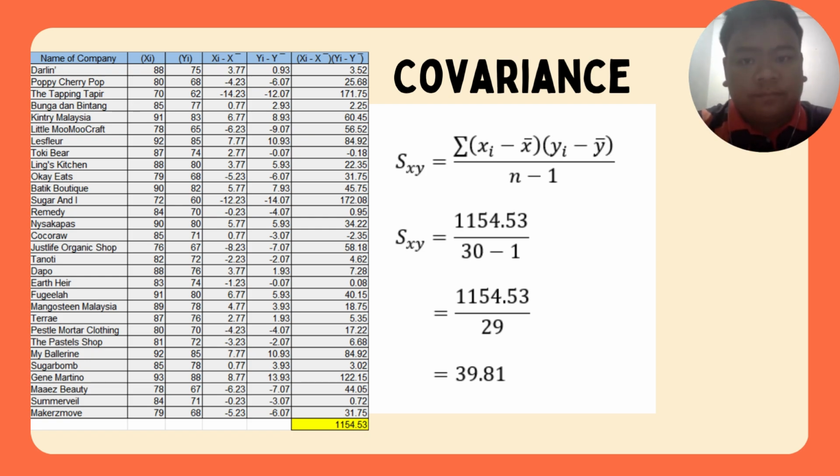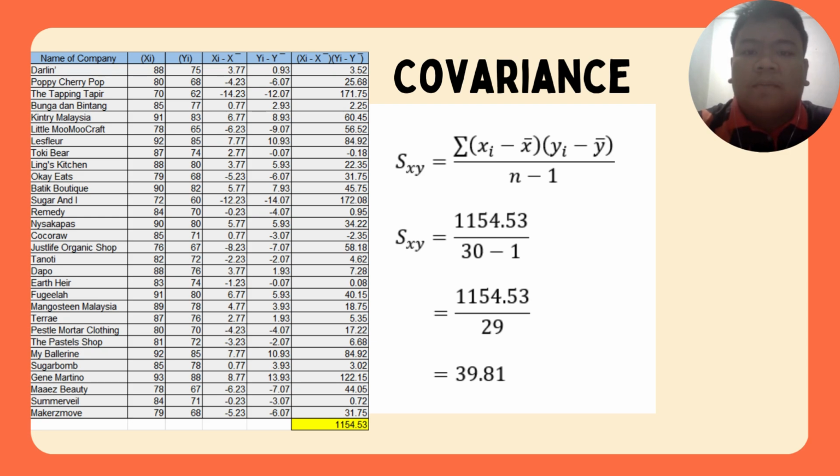Same for the customer retention rate, which is Yi. So 75 minus the customer retention rate mean, and you will get 0.93, and you will calculate that for all of it. So we find the values for the upper part of the covariance. Now we just need to multiply both of them. So we multiply 3.77 with 0.93, and then you will get the value 3.52.